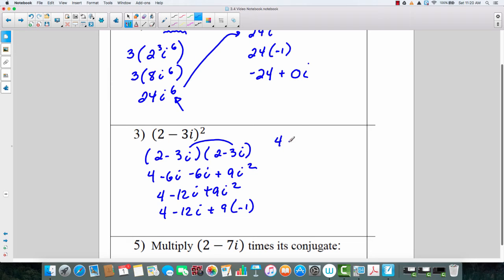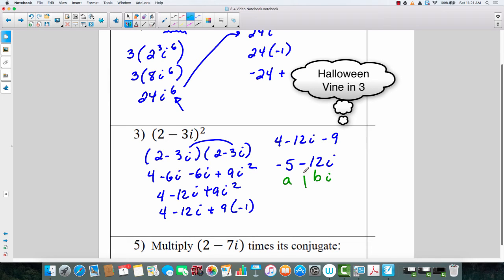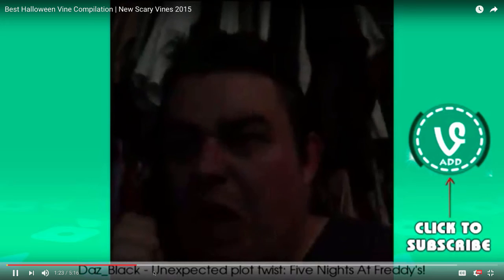So that's really 4 minus 12i minus 9. Combining like terms, 4 minus 9 is negative 5 minus 12i. Here is your a, and here is your bi. Gorgeous. And look, it's a minus. Remember I said it doesn't have to be a plus bi. It just turns out that the b is a negative number. Cool.